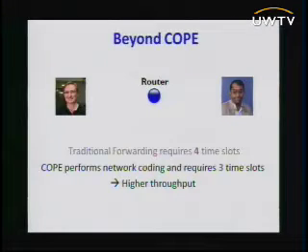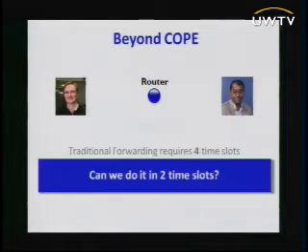We saw that with traditional forwarding, these two guys required 4 time slots to get these 2 packets across. But with COPE, you needed only 3 time slots due to network coding. But they are ambitious people. They are not happy with 3 time slots. Can they do it in 2 time slots?